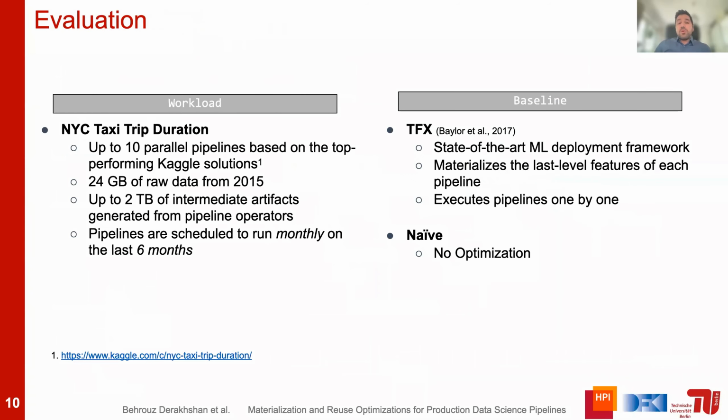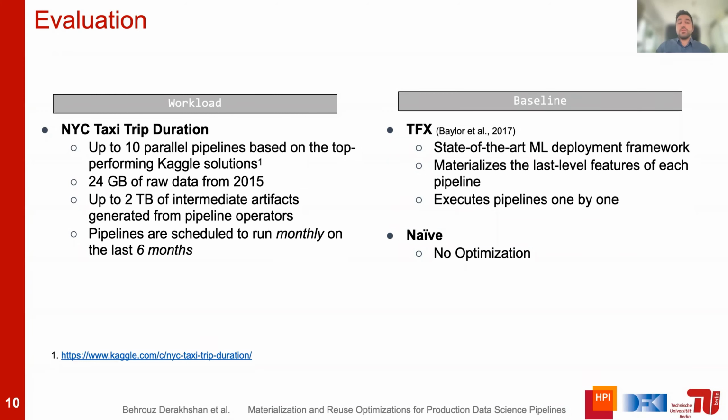To evaluate our proposed algorithms, we used the New York taxi dataset and implemented 10 pipelines based on the top performing Kaggle competition. The goal of the competition was to design regression models for predicting the duration of a taxi ride. We used the dataset from the year 2015, which is roughly 24 gigabytes, and executing all the pipelines generates up to 2 terabytes of intermediate artifacts. We schedule all the pipelines to run monthly and use the last 6 months of the data in every execution.